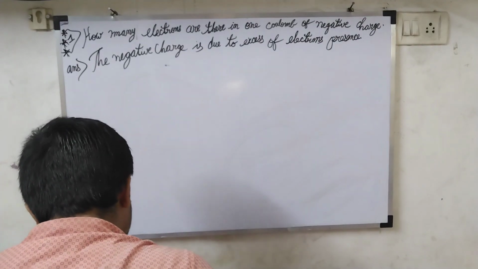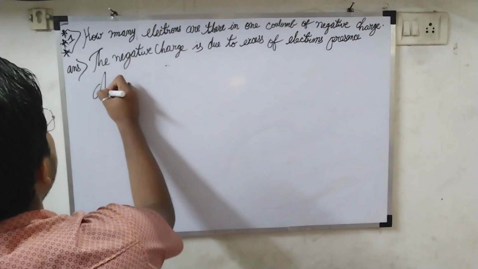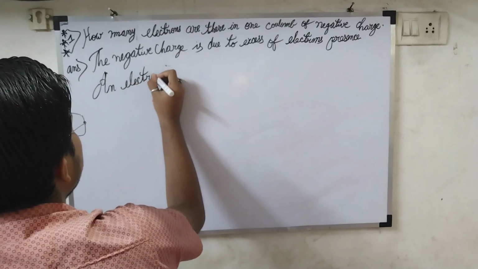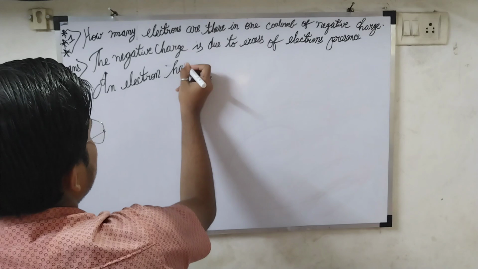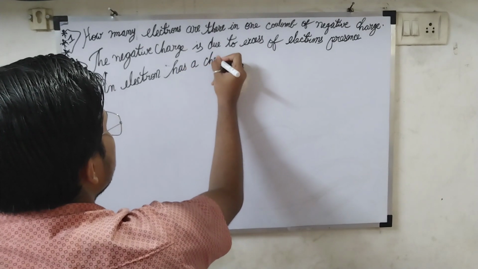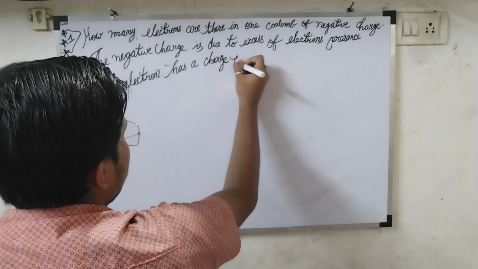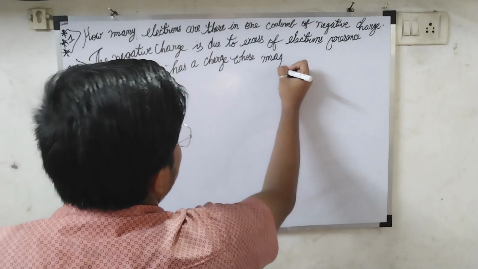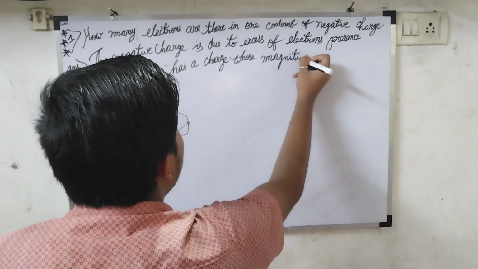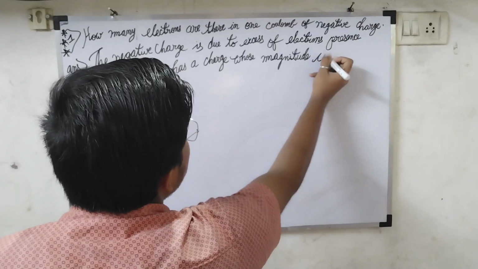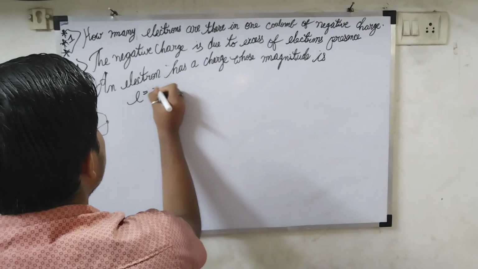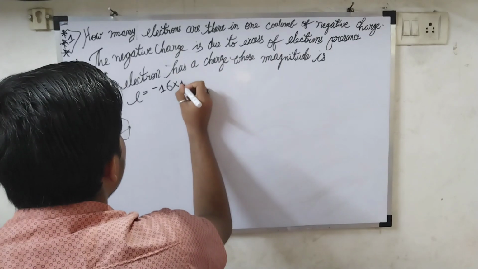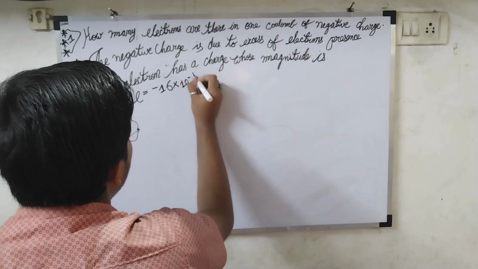Now an electron has a charge whose magnitude is, this is a very common value, e equals minus 1.6 into 10 to the power minus 19 coulomb.